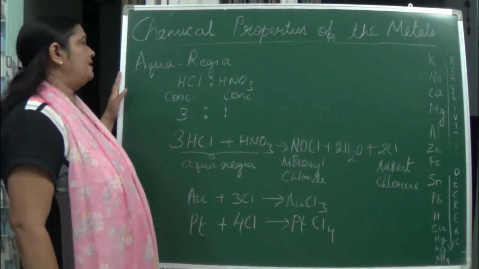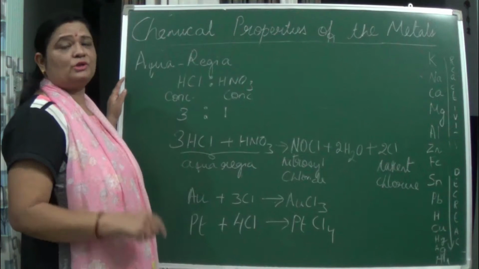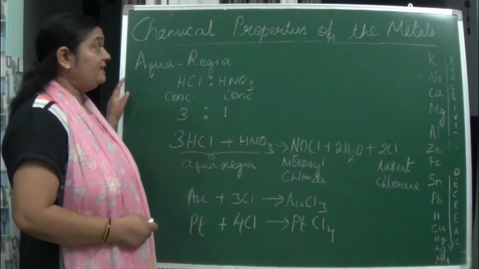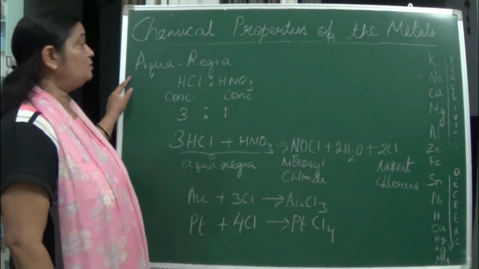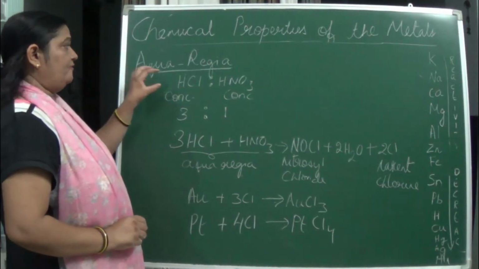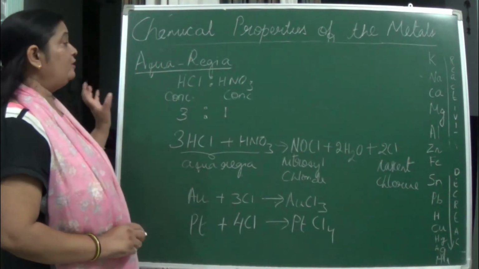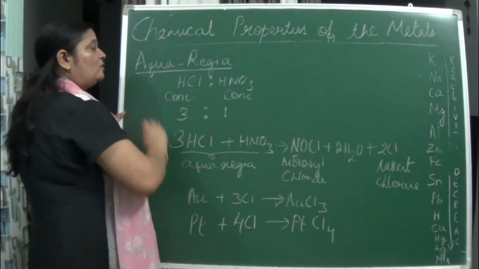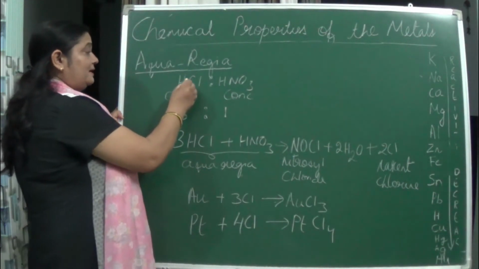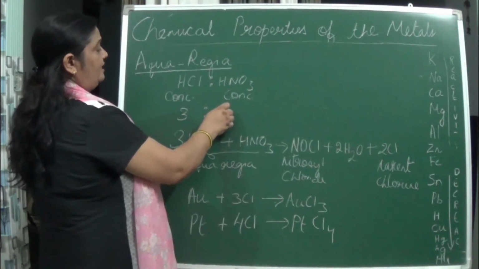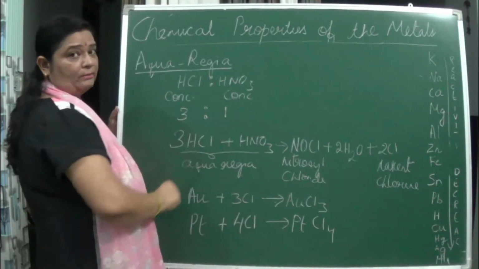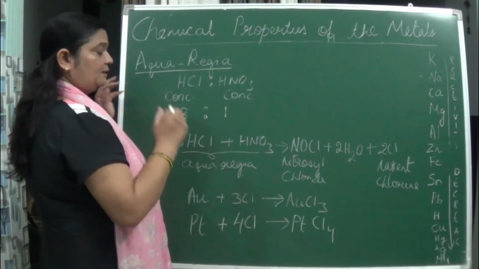So we have studied that gold and platinum don't dissolve in acids like sulfuric acid, hydrochloric acid and nitric acid. They dissolve in aqua regia. What is this aqua regia? It is a freshly prepared solution made of concentrated hydrochloric acid and concentrated nitric acid, taken in the ratio 3:1. HCl is in 3 parts and HNO3 in 1 part, and we make a solution.